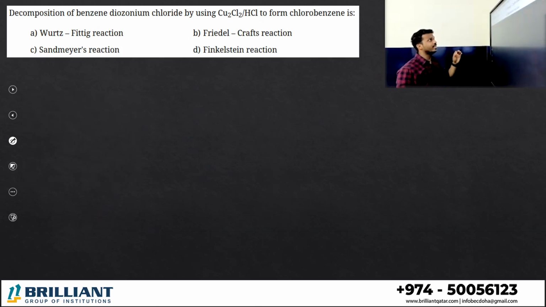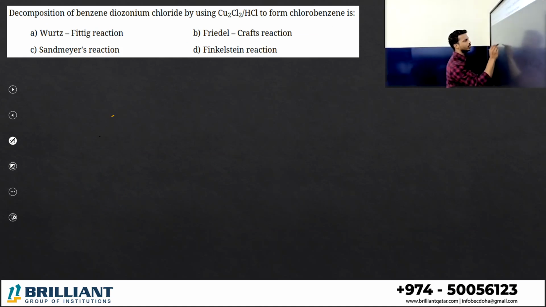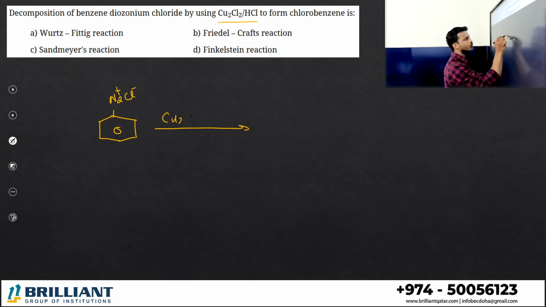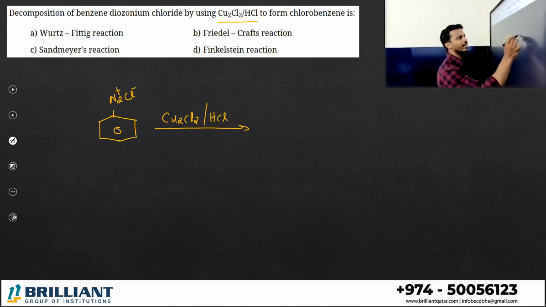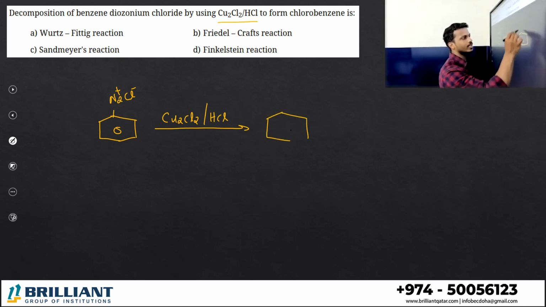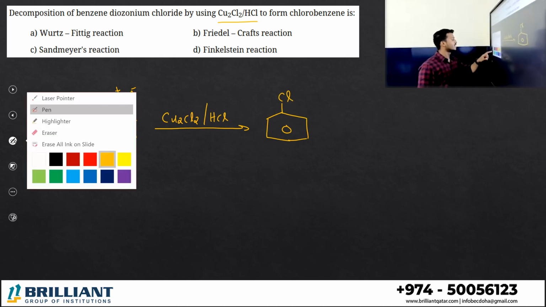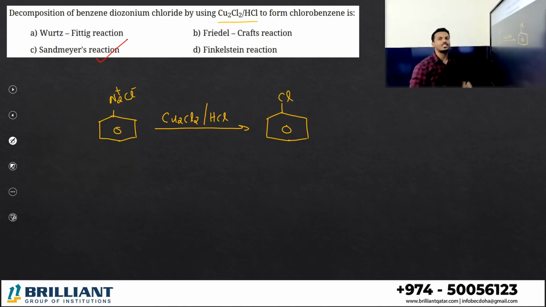Decomposition of benzene diazonium chloride. Already we discussed this question. This is benzene diazonium chloride treated with Cu2Cl2 in presence of HCl. What will you get, dear student? Chlorobenzene. What is the name of this reaction? It is called Sandmeyer's reaction, option C. You studied one more Sandmeyer reaction with another halogen.